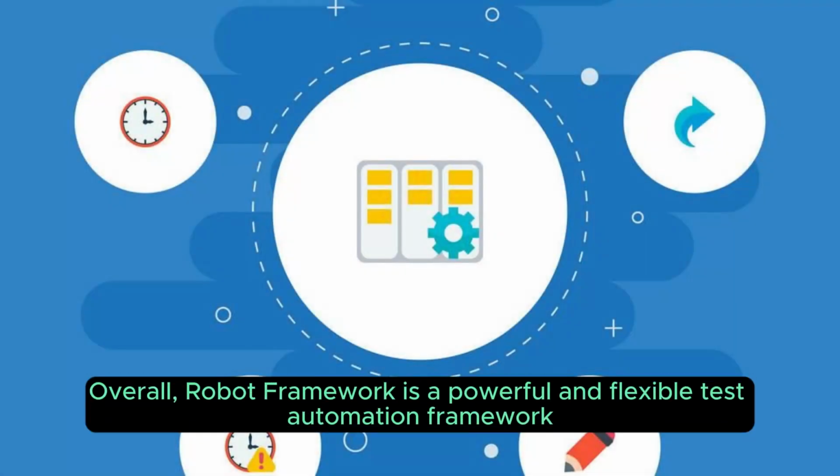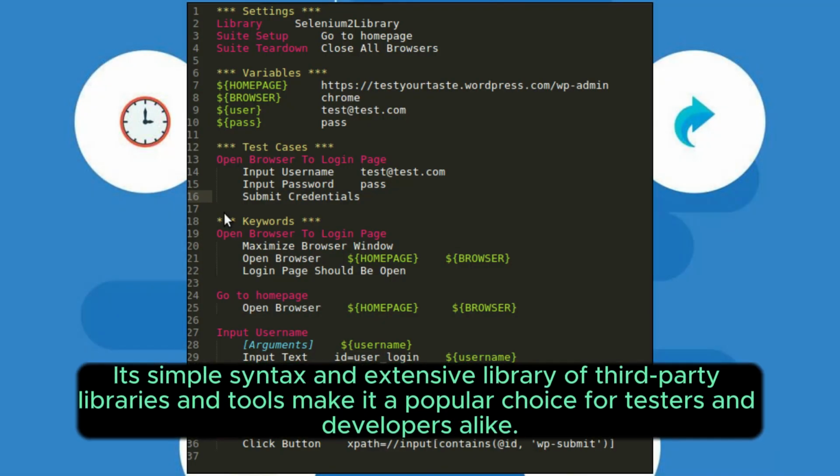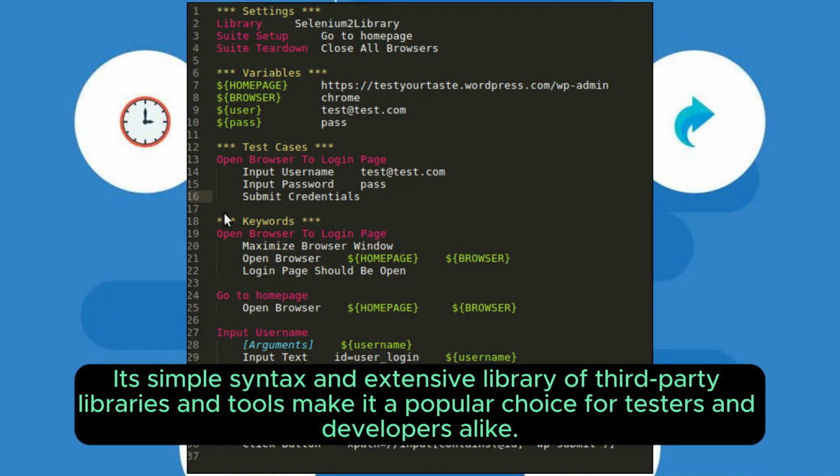Overall, Robot Framework is a powerful and flexible test automation framework that can be used to automate a wide range of tests for software applications. Its simple syntax and extensive library of third-party libraries and tools make it a popular choice for testers and developers alike.